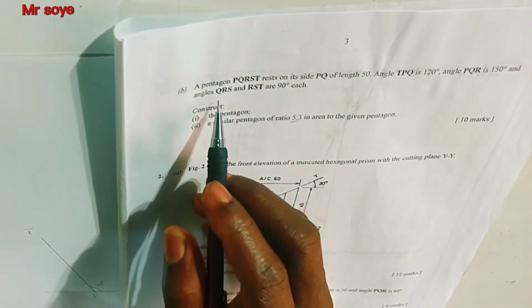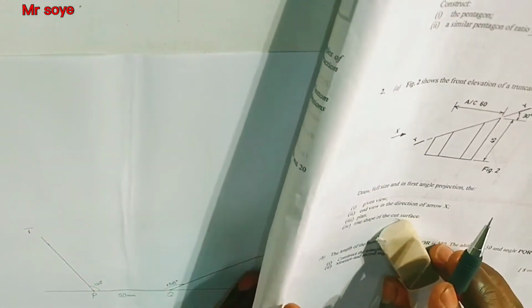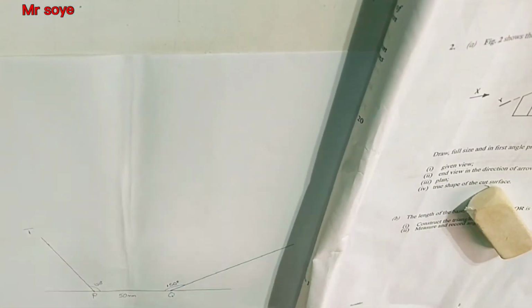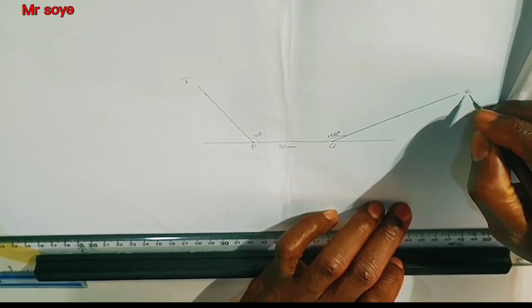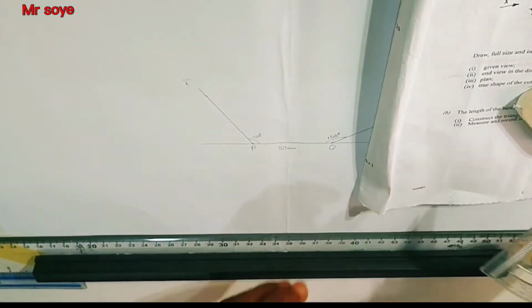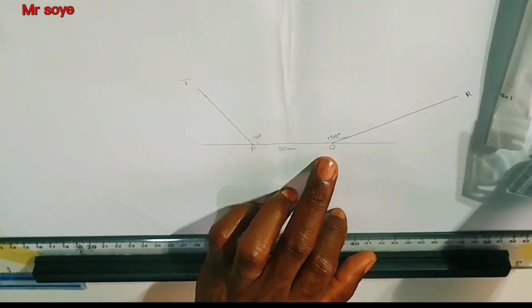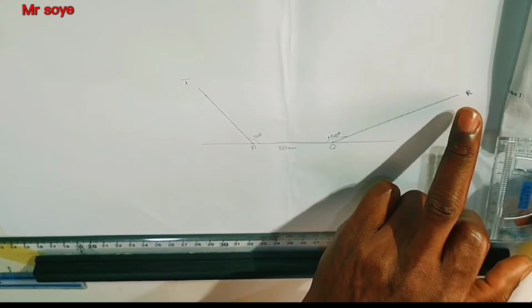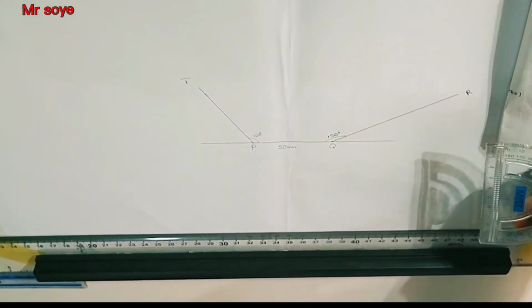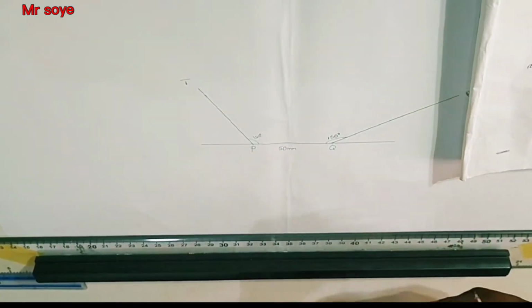is to now draw angle QRS. As you can see, this is PQ, and we will label this place as R. Then the next one is angle QRS. Now you can see Q, R, then another angle that will come like this, S. Yes, it's said to be 90 degrees. That is 90 degrees.